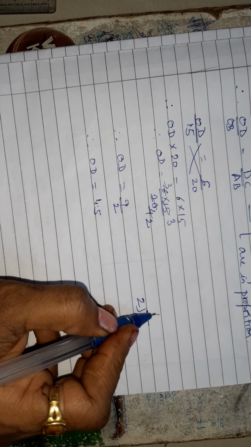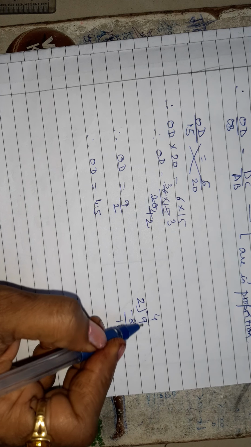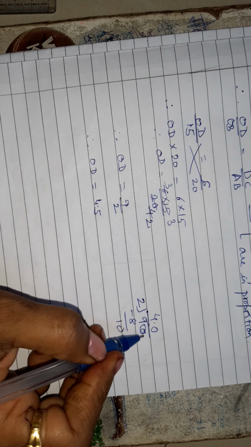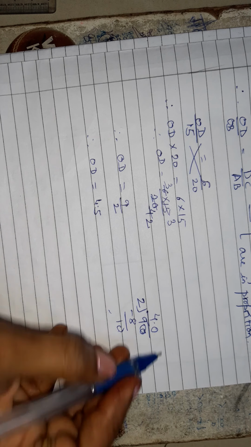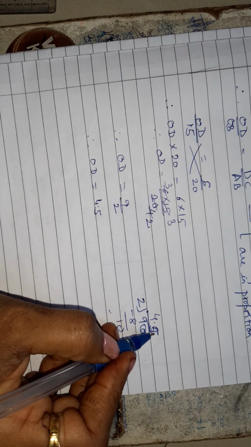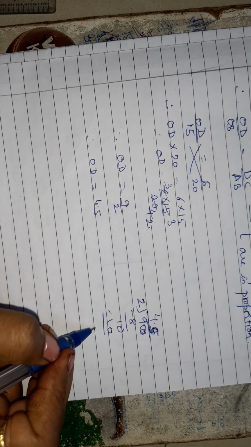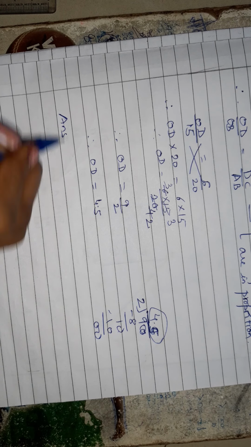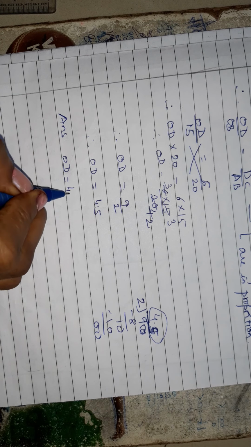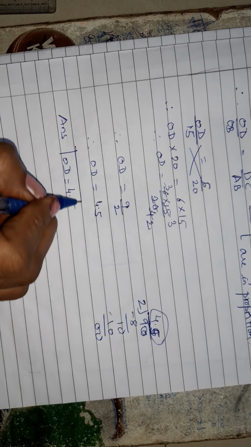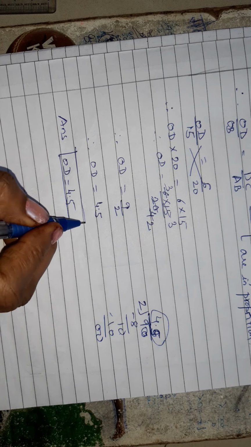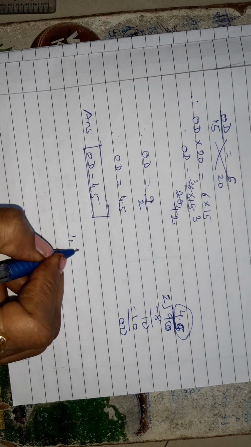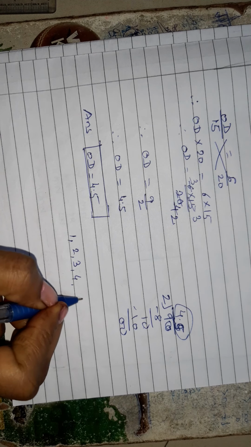9 divided by 2, 2 4s are 8, 1 remains. Now take decimal point, adding 0 here, 2 5s are 10. So you get 4.5. Write down the answer. OD is equal to 4.5. Don't forget to write the answer at last. You have to write the answers in the box. So in this way, we have done sum number 1, 2, 3, 4 and 6.